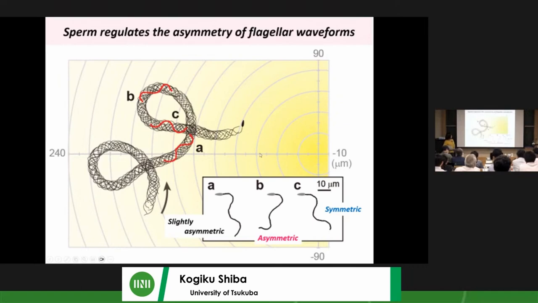But if there is a chemoattractant gradient, the sperm flagellar waveform dramatically changes to asymmetric. So then here, the sperm turn. And then quickly the flagellar waveform changes to symmetric, so the sperm goes straight in this way. The sperm repeat this behavior and can then approach the tip, which is the attractant source.